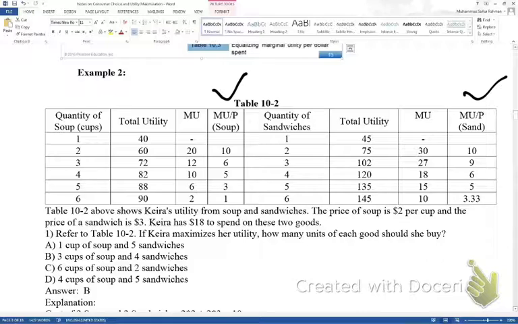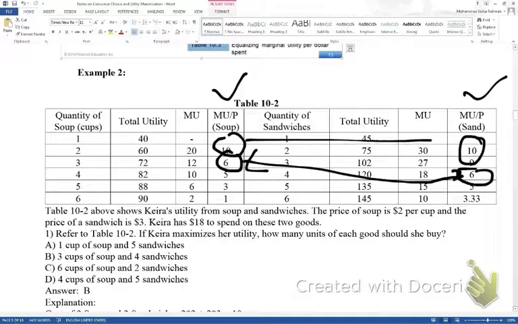Again, you can see that there are several levels where the marginal utility per dollar is equal. First of all, when you buy 2 cups of soup and then 2 sandwiches, your marginal utility per dollar is $10. When you are buying 3 cups of soup, your marginal utility per dollar is $6, and when you are buying 4 units of sandwiches, your marginal utility per dollar is 6. So that's also another utility maximizing situation.